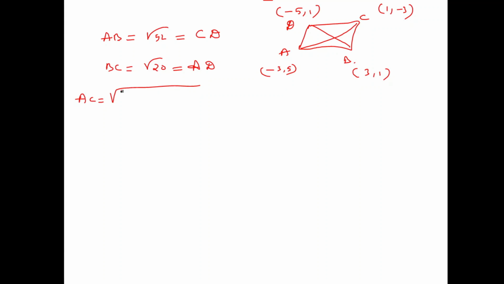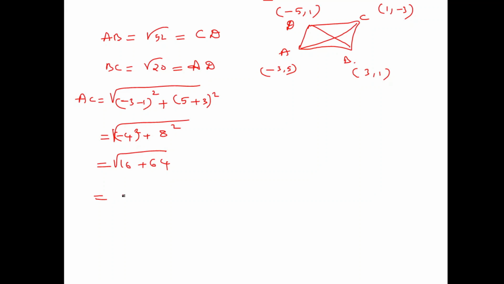The AC length is nothing but the square root of (x2 minus x1) whole square, that is 3 minus (minus 1) whole square, plus y2 minus y1, minus into minus becomes plus, so 3 whole square, right? So when I'm doing this, I'll get 4 square plus 8 square, isn't it? This is 16, and 8 into 8 is 64, right? So when I'm adding these two, I'll get root 80.